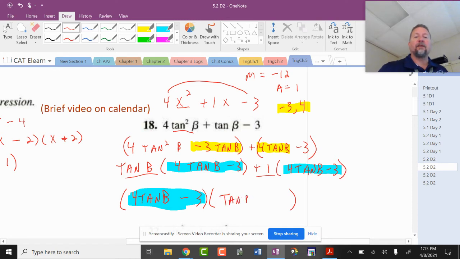That's what I was doing when I was kind of thinking out loud. Many of us don't need all of that. You can try and figure out, all right, what equals 4 tan squared?